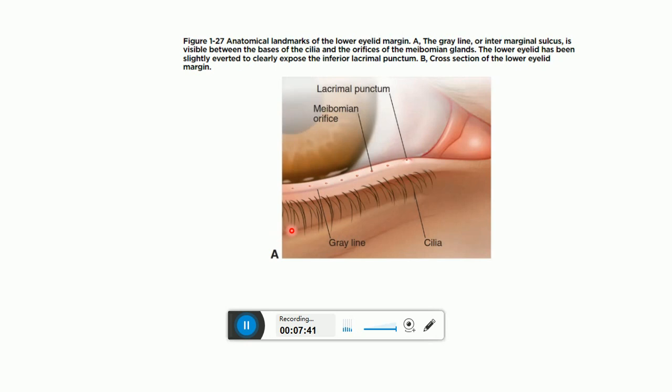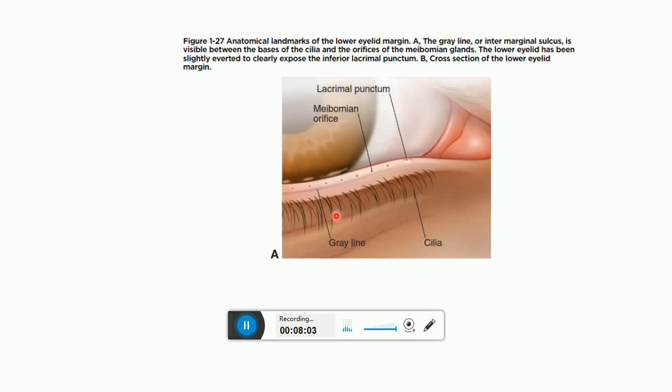The eyelashes are arranged in 2 or 3 irregular rows along the anterior dermal edge of the eyelid margin. The eyelashes are usually longer and more numerous on the upper eyelid than on the lower one. The margin also contains the glands of Zeiss. The glands of Zeiss are modified sebaceous glands, and they are associated with the cilia.